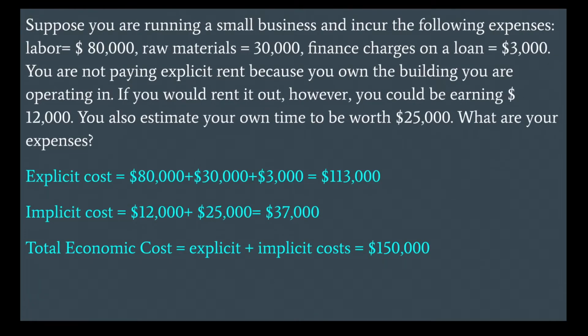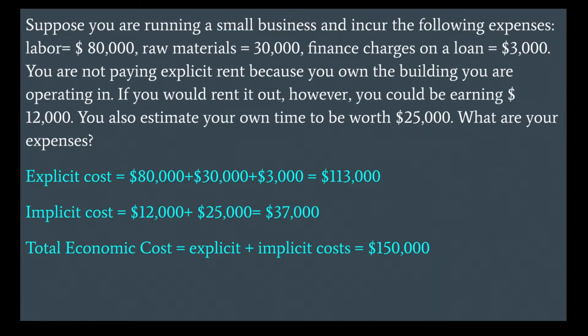Suppose you are running a small business and incur the following expenses. Labor equals $80,000, raw materials $30,000, finance charge on a loan $30,000. You're not paying explicit rent because you own the building you're operating in. If you would rent it out, however, you could be earning $12,000. You also estimate your own time to be worth $25,000.